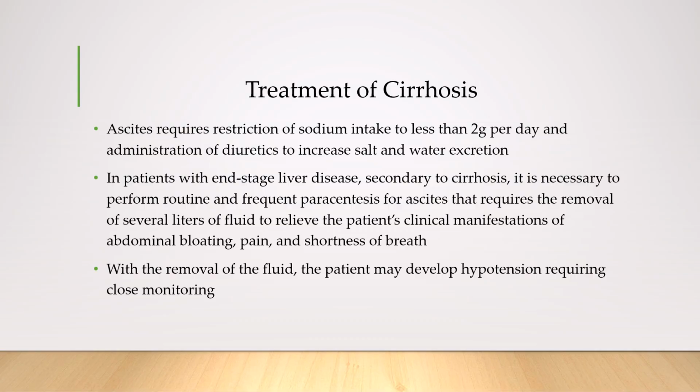And then treatment of cirrhosis. Ascites requires restriction of sodium intake to less than 2 grams per day and administration of diuretics to increase salt and water excretion. So in patients with end-stage liver disease that is secondary to cirrhosis, it is necessary to perform routine and frequent paracentesis for ascites that will require the removal of several liters of fluid to relieve the patient's clinical manifestations of abdominal bloating, pain, and shortness of breath.